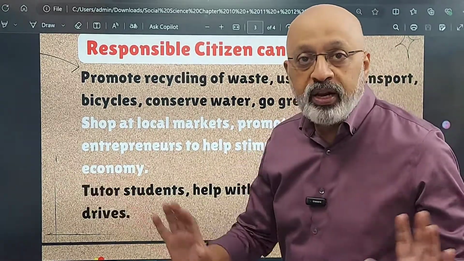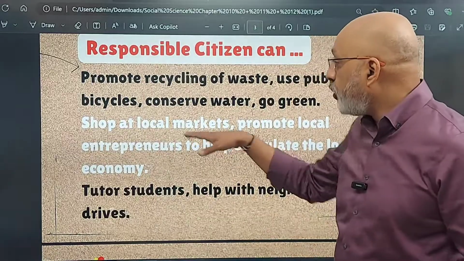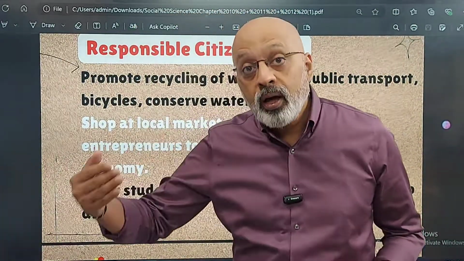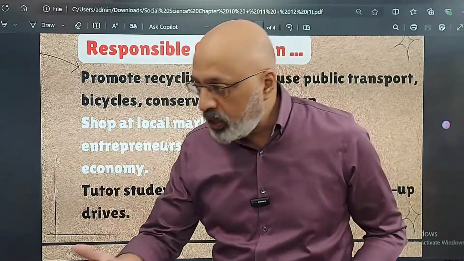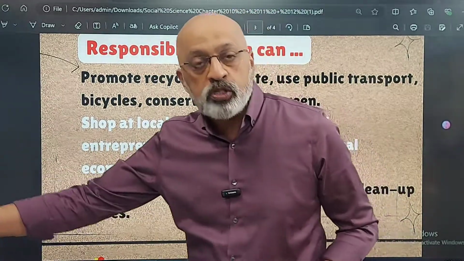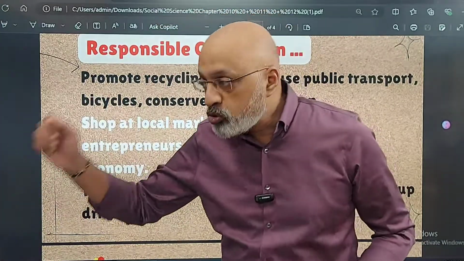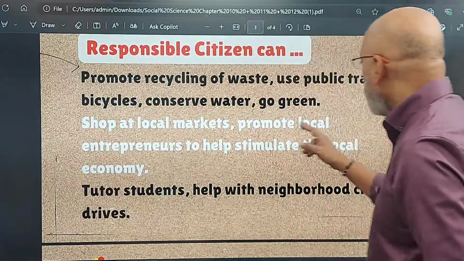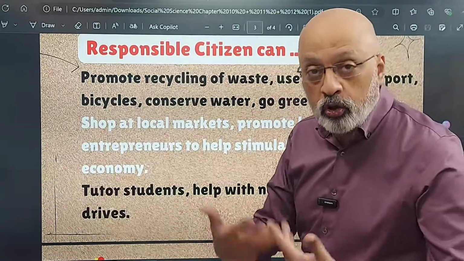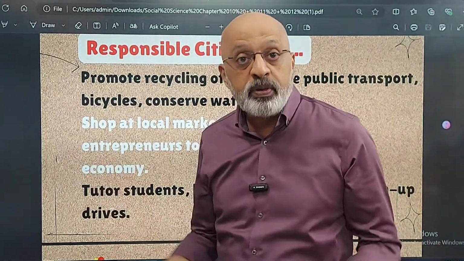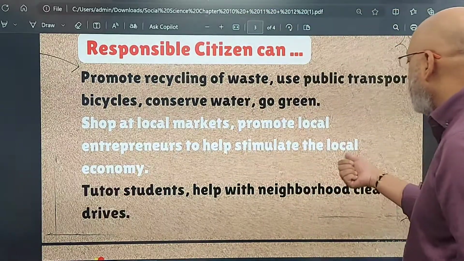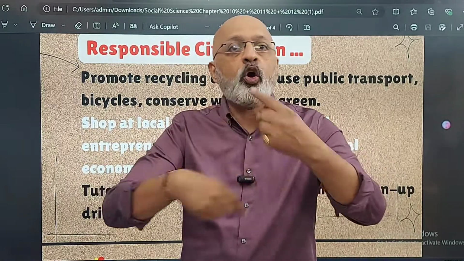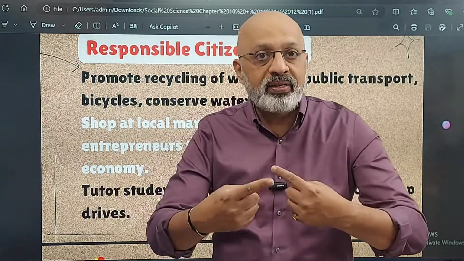इन सबको आप लंबा लाइन में लिख के कर दीजिए, मार्क्स पूरे आ जाएंगे. You can shop at the local market so that you encourage the local economy of that area. कि मेरे पास का जो पड़ोस में जो दुकानदार है उसका भी धंधा चलता रहे. So please shop at the local market. You promote local entrepreneurs. Local entrepreneurs means local startups, businessmen, जो छोटे businessmen हैं, to help stimulate the local economy, ताकि there is circulation of money in the local economy itself. It is always better that way.